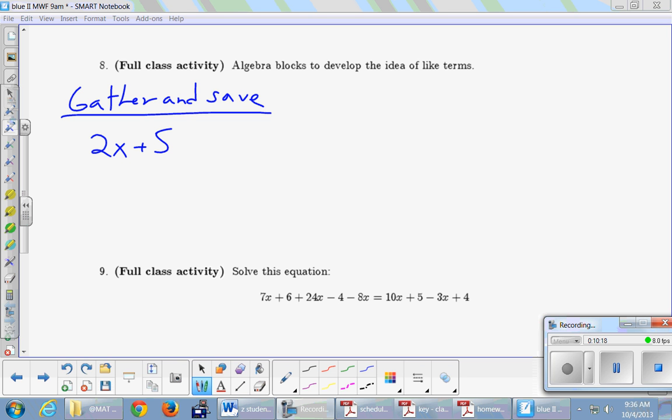2x plus 5. 2x plus 5. Everybody have it? All right, but I want to see just one group of 2x plus 5 in the middle. Everybody have one group of 2x plus 5? That looks like a single x to me. That's an x and two more. You need really two x's.